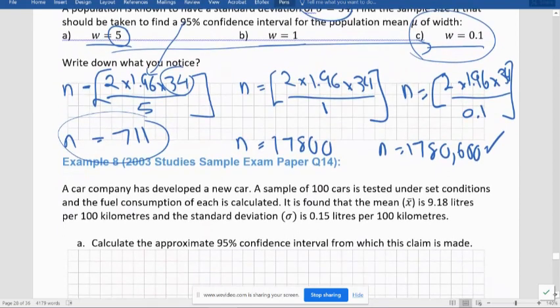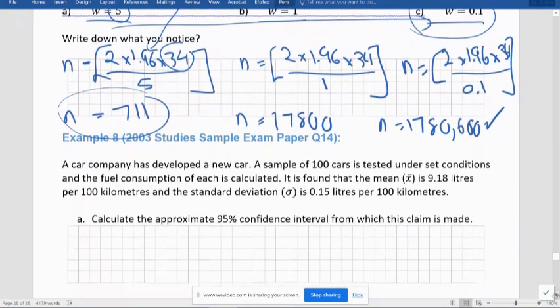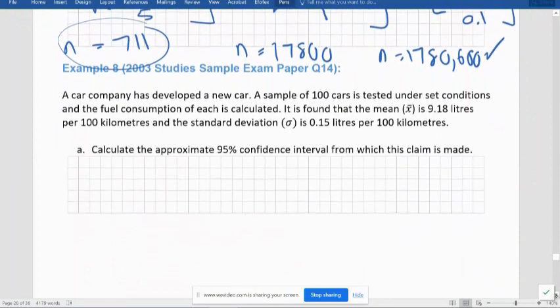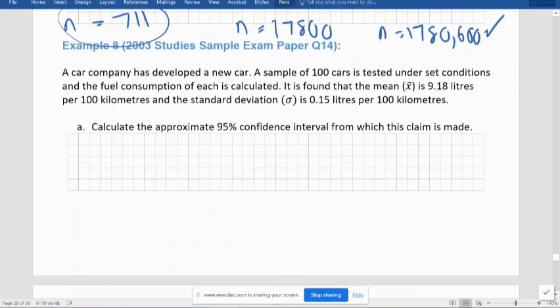All right, so we've got an old exam paper question here, from a long time ago. Confidence intervals haven't changed that much since then, to be honest. So we've got a car company. They've developed a new car. There's our sample, N. We tested the car's fuel consumption. They found that the sample mean, there it is, 9.8 litres per 100 kilometres. And the standard deviation is that. We're going to assume that's the population one. Let's calculate the 95% confidence interval.